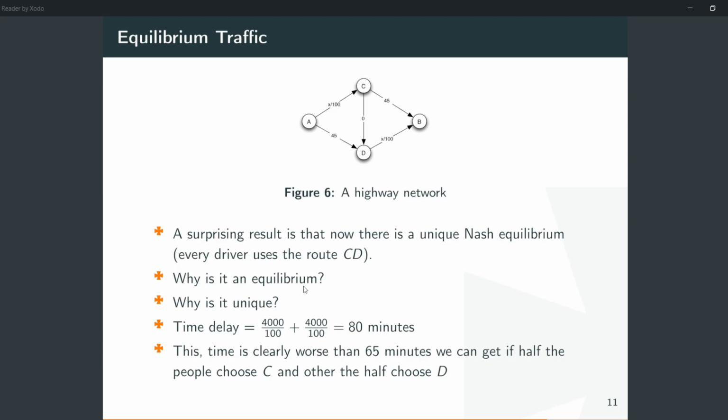But why is it unique? We haven't discussed much on this thing. It is actually unique because this added edge has made it a dominant strategy. Now what is a dominant strategy? There are three types of dominance: strong dominance, weak dominance, and very weak dominance. Essentially, what this says is, no matter how other people play, if a player has a dominant strategy and plays that strategy, then that will be their best response.